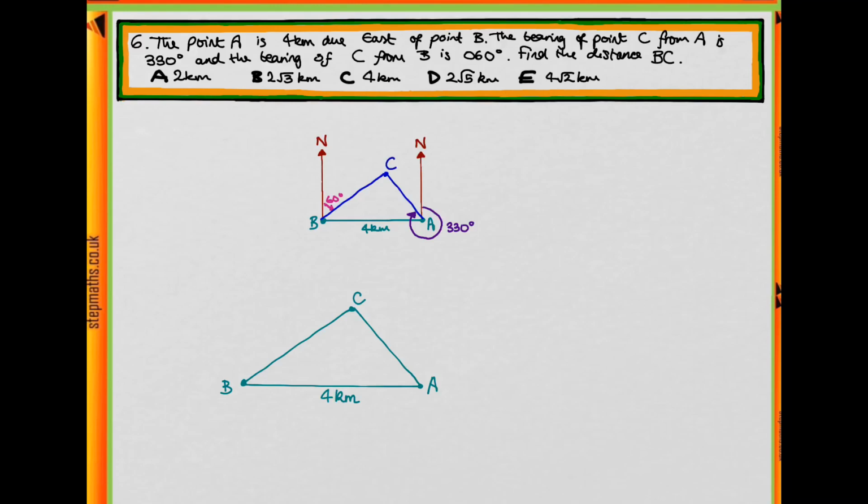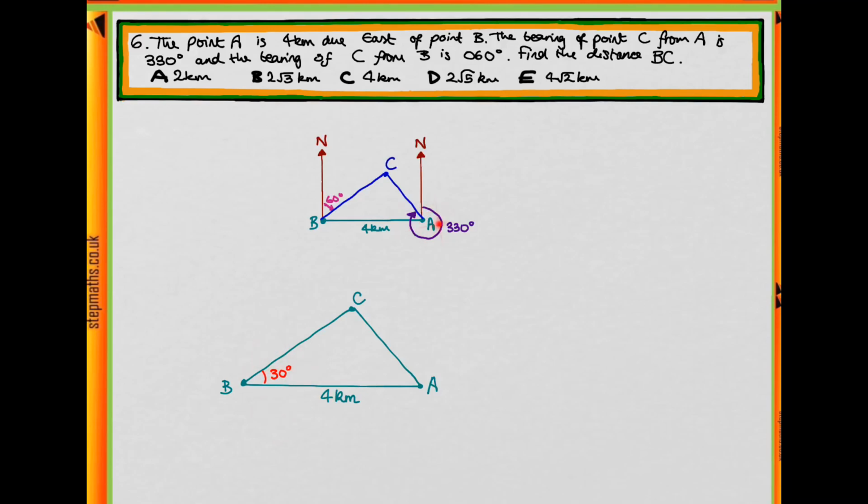So to do this, we're going to look at what we already know. So we have A is due east of B, so this line is completely horizontal, and the north is completely vertical, and so they're going to form a right angle here and here. And we know that this is 60 degrees, so the angle inside at B must make up the other 30 degrees, so that we have 90 altogether. So this must be 30 degrees.